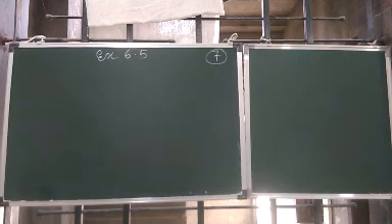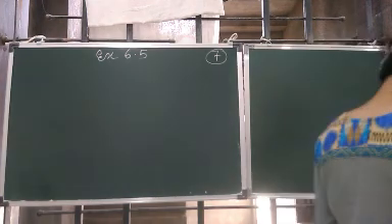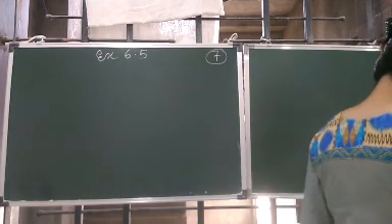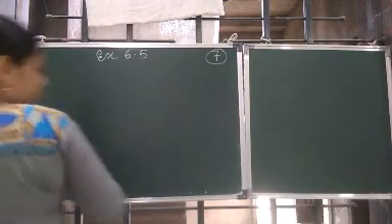Okay, children, starting with exercise 6.5. We have to start exercise 6.5. We completed the trivias. PQR is a triangle, right angled at P. Okay, so let's write the question.